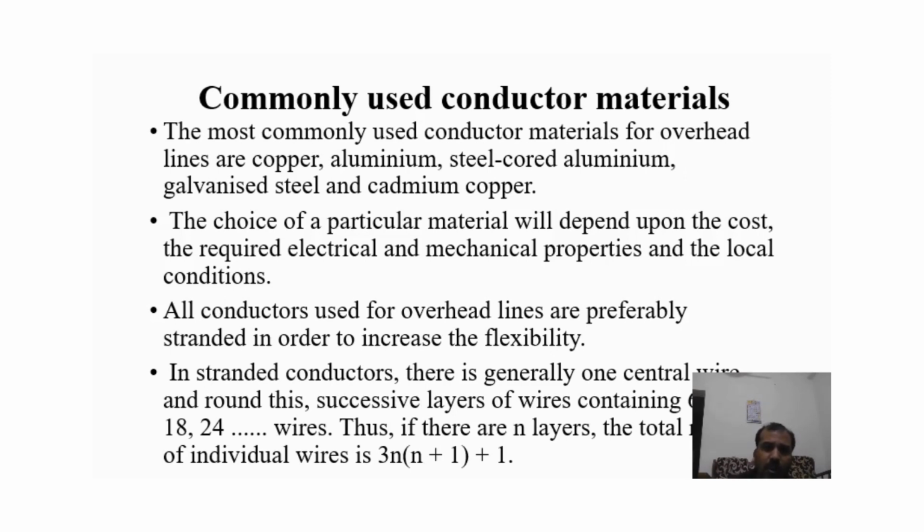Because if you are going to use a single conductor, there are more chances of breakage. Hence, to increase the flexibility of the conductor, we are going to use the standard conductor. The standard conductor is mainly in the form of various layers. In the middle there will be a main conductor, and surrounding that there will be successive layers containing 6 wires, 12 wires, 18 wires, or 24 wires. In generalized form, we can write it as 3n(n+1)+1, where n indicates the number of layers.